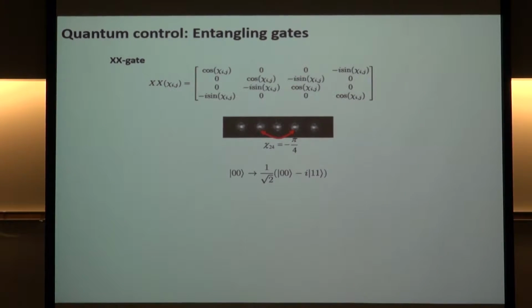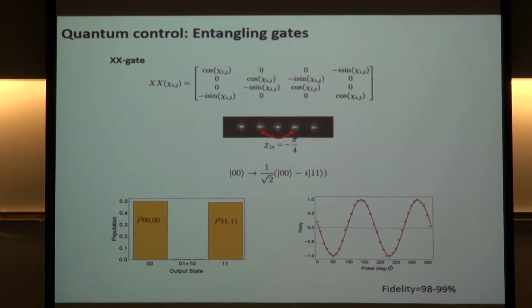So if we do this, this is the unitary that we're left with. It's what we call the XX gate. And if we choose this phase appropriately to be pi over 4, then we get this maximally entangled Bell state. And we can check how well we perform this by doing some parity oscillations. And we do these gates typically with 98, 99% fidelity.